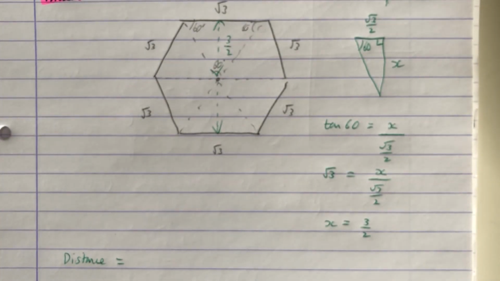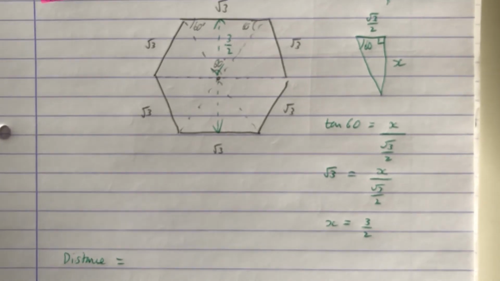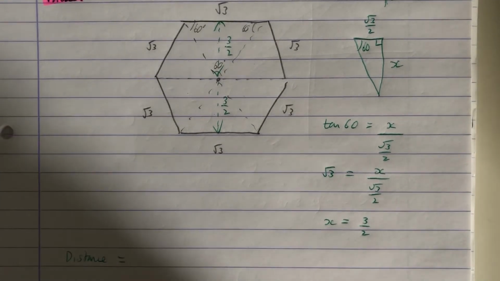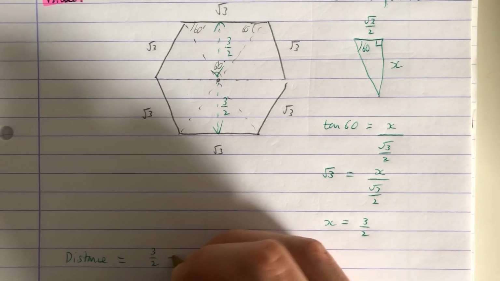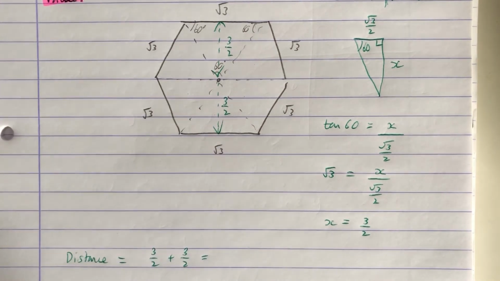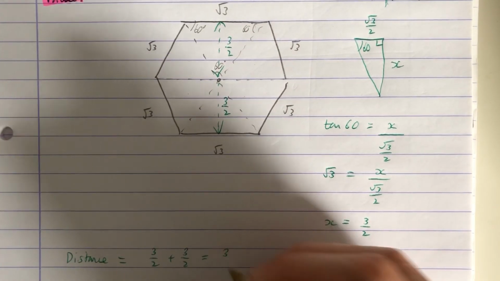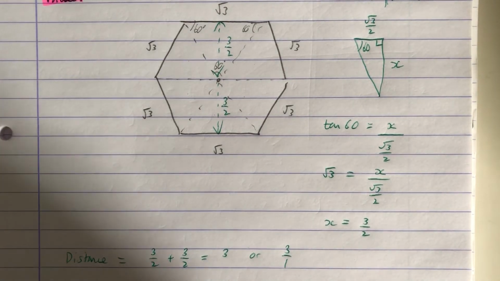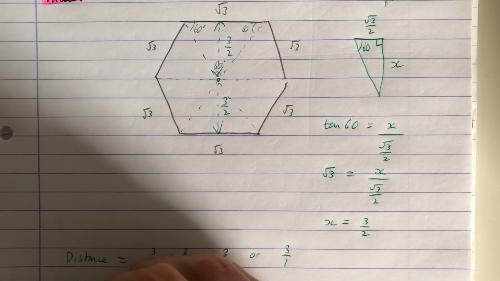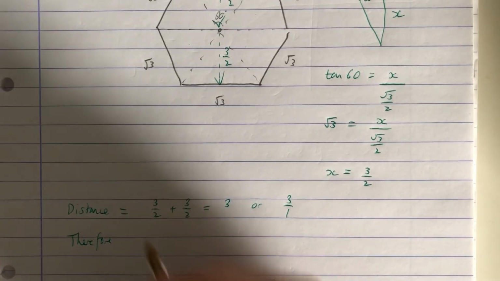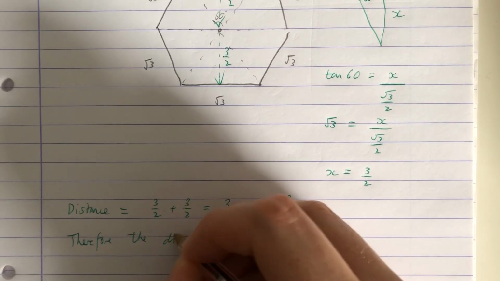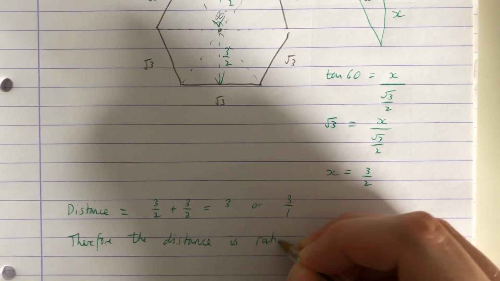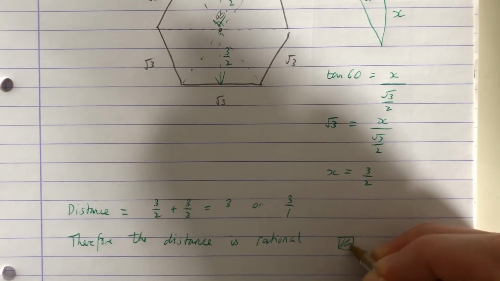By the properties of a hexagon, the length below will also be 3/2. So the total distance is 3/2 plus 3/2, which is 3, or 3/1, which is a fraction. Therefore, the distance is rational. End of proof. And that would be it.